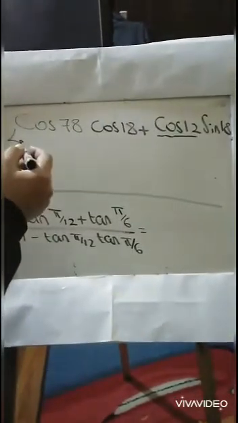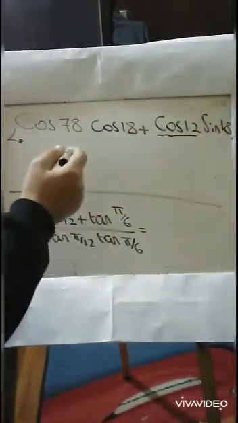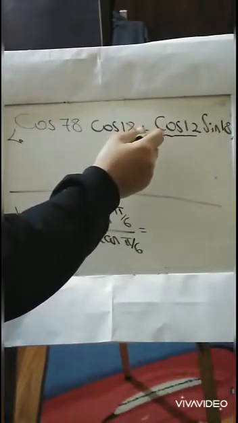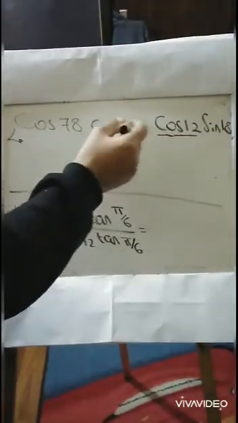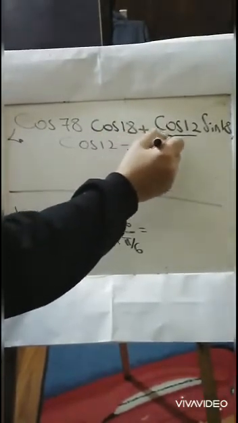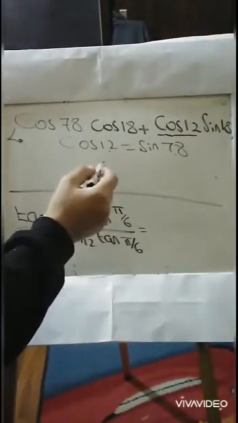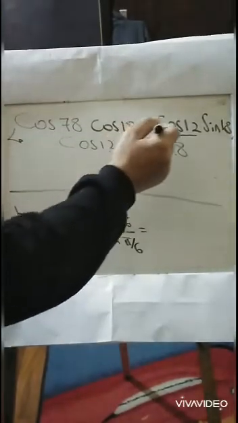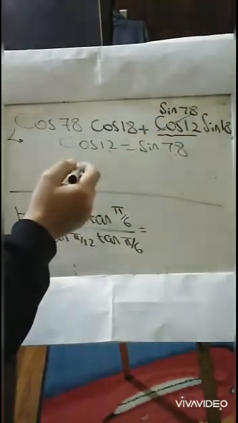Another example for cosine. Cosine 78 cosine 18 plus cosine 12 sine 18. What's the problem here? The problem here is cosine 12. Why? Instead of cosine 12, it should be sine 78, because the rule is cosine, cosine, sine, sine. We took before that cosine 12 is equal to sine 78. Why? Because 12 and 78, their sum is 90. So sine 78 is equal to cosine 12. So instead of cosine 12, I can write sine 78, because both are the same.